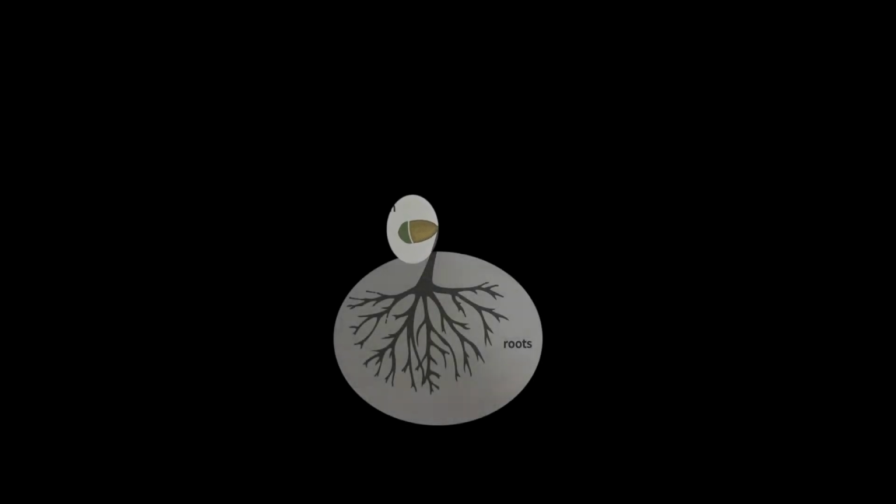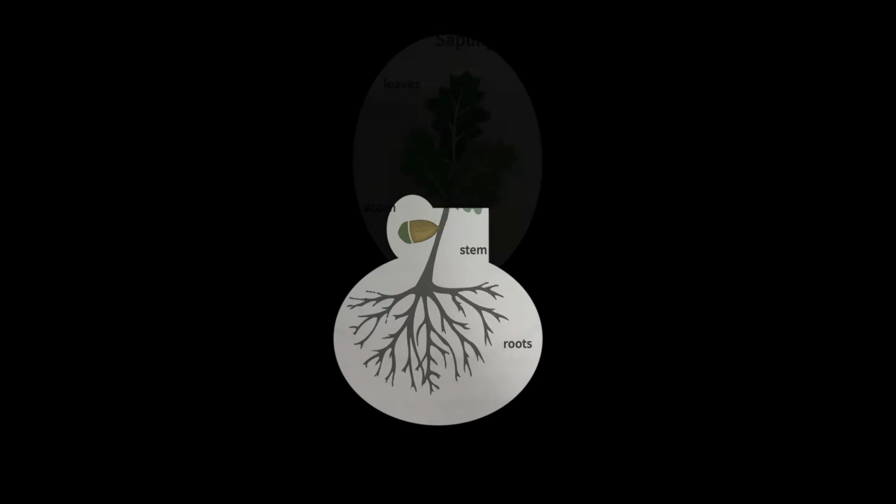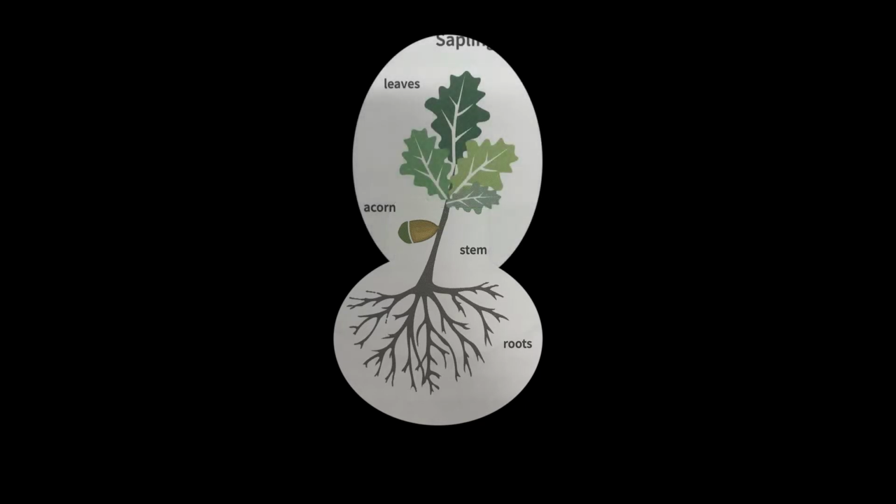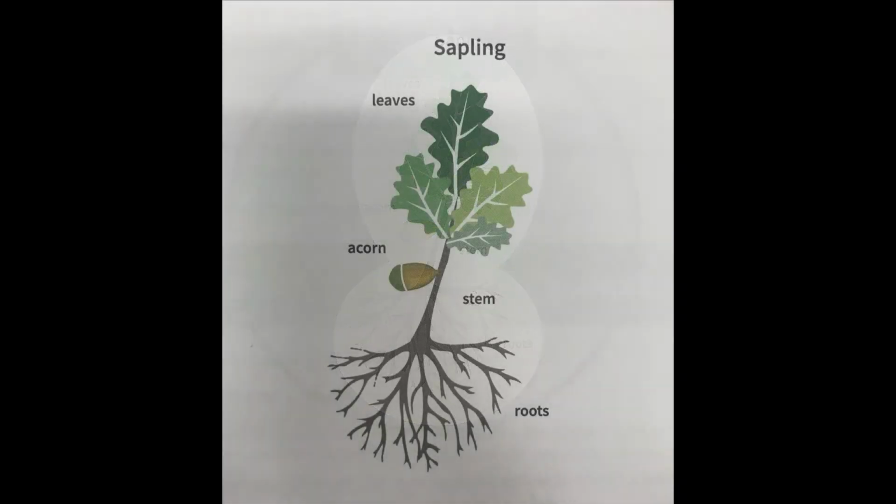An acorn, just like this one, will open and roots will go down into the soil, and a stem will grow up into the air. The stem will soon have leaves. This is a very young tree. It's called a sapling. Every tree starts out like this, but this is the story of just one kind of tree, an oak tree.